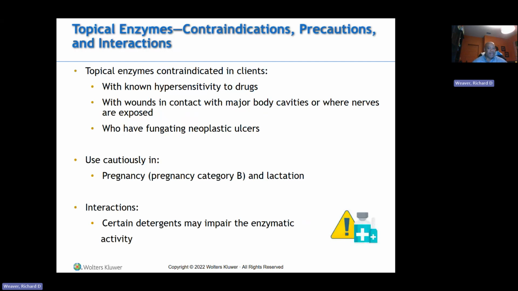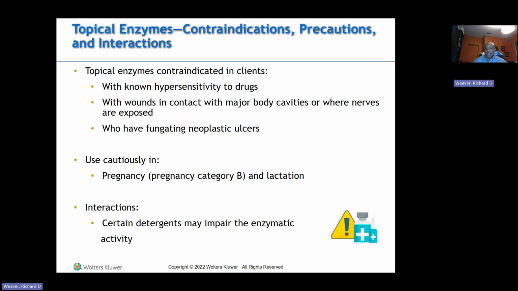Now, the enzymatic activity, that breaking down of the dead tissue, if you will, may be impaired by certain detergents and heavy metal ions. What are those ions? Like your mercury and silver. Sometimes they use these ions in some of the antiseptic solutions. And so if you use the enzymatic medications on the skin areas where people are using these antiseptics, it might not let the enzyme work very well. And so that's what they're saying. All right.